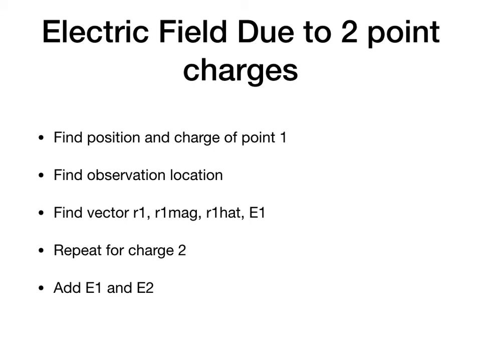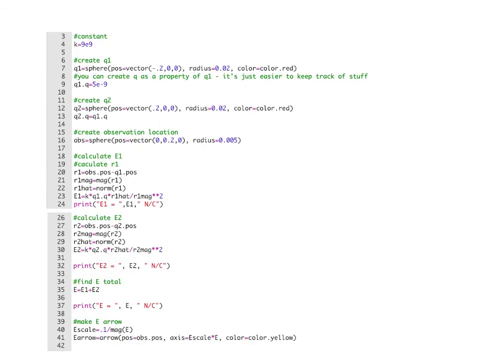So here's how we're going to do that. The first thing is find the position and charge of point 1, and then we're going to find the observation location, and then we're going to find the vector from charge 1 to the observation location. We need to find the magnitude of that vector, we need to find the unit vector, and then we can find the electric field E1. And then we can do the same thing for charge 2, and then we can add those two electric fields together. Here's the code. I'm not going to go over it because it's just a lot of stuff, but this is everything that we're going to do.